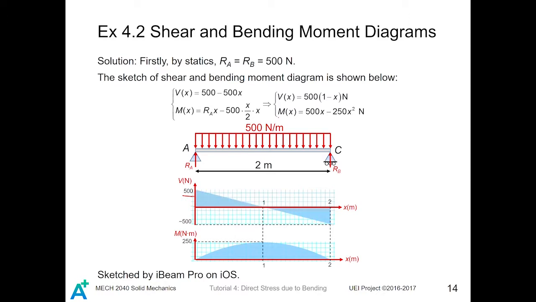Besides, the moment is actually a quadratic equation. Recall that the axis of symmetry of a parabola is given by minus b divided by 2a, which equals minus 500 divided by minus 500 equals 1. So the axis of symmetry of the moment is located at x equals 1. Then we just draw it like this, then it is done.